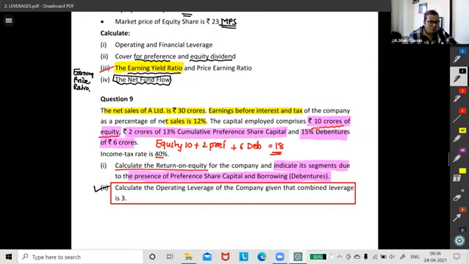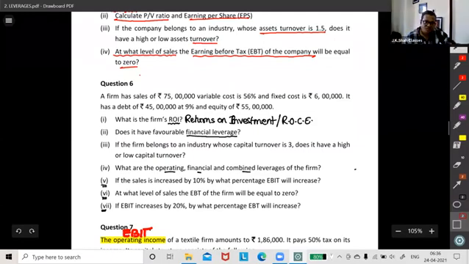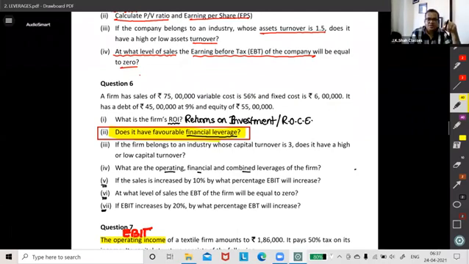Before I proceed with this, I'll just make you recollect one question. Question number 6, and this part in particular. Yesterday only we did it. Does it have a favorable financial leverage? You guys remember this? You guys remember the answer of this? Did we actually calculate leverage?